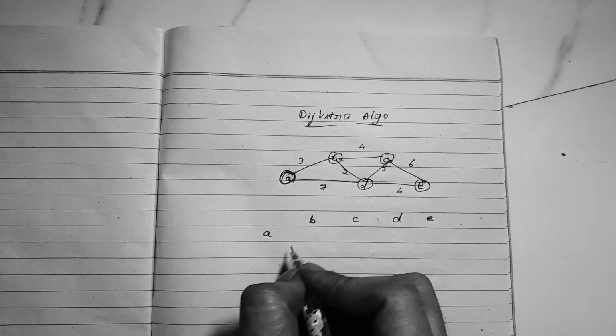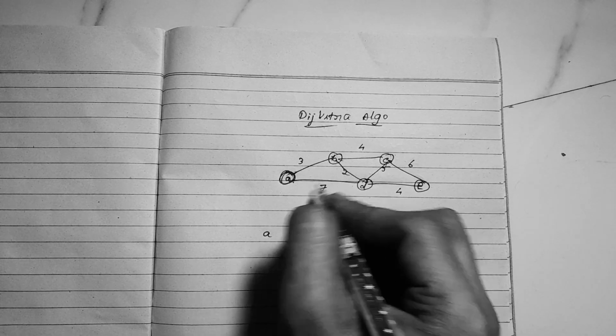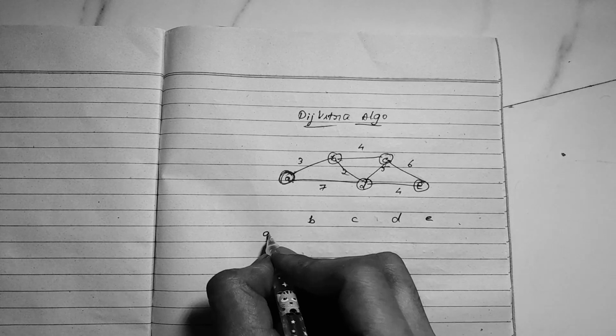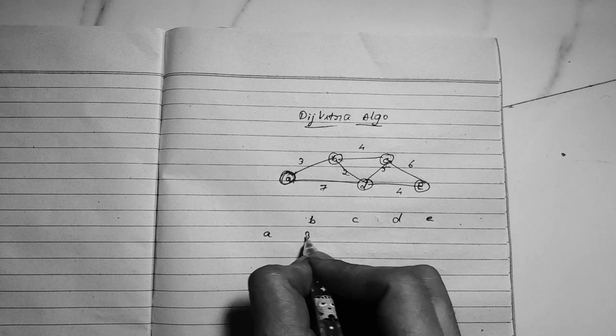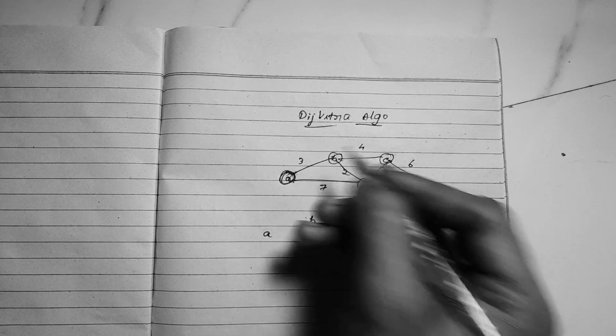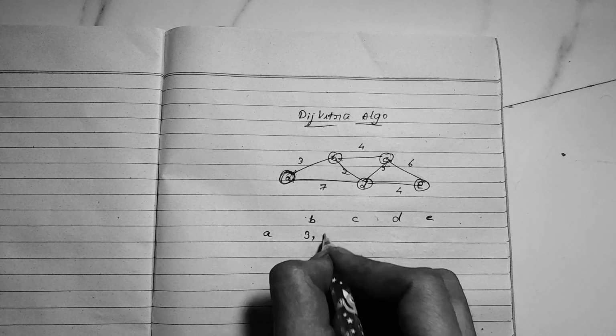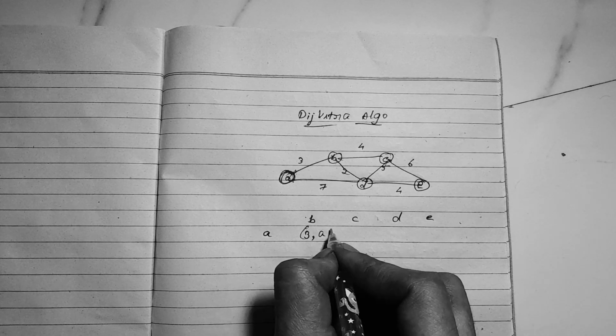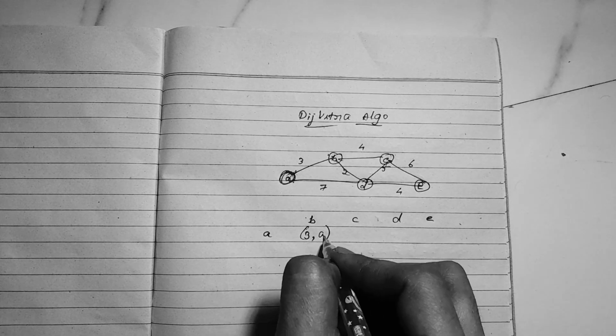B and D are connected to A. So I will write A to B, which is of distance 3, and the predecessor of B is A, meaning A is connected to B, so I will write it as A here. A to B, the distance is 3.